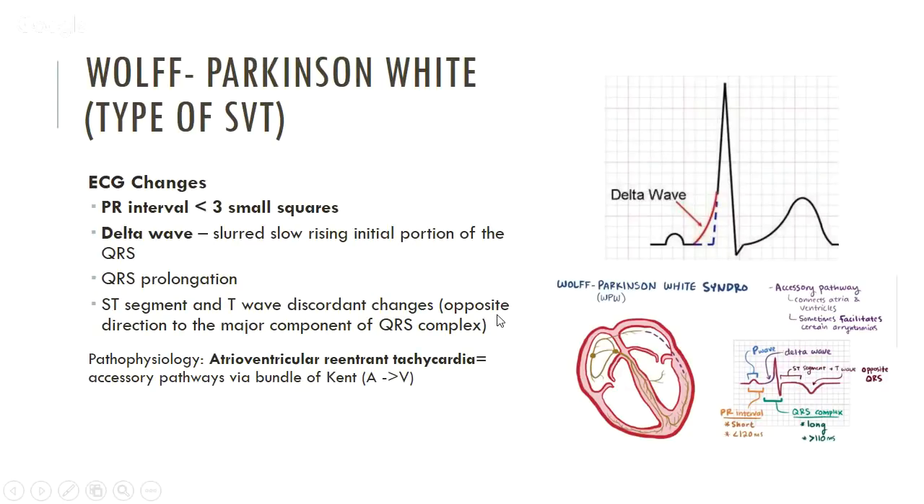And then there's Wolff-Parkinson-White. That's when the PR interval is less than 3 small squares, and there's a delta wave. What I remember is that it's like a little D, like delta, like that delta. That's due to the slow rise of the initial part of the QRS. There can be QRS prolongation. And the main thing to look out for is that it's due to the bundle of Kent, so one option is to surgically ablate that.